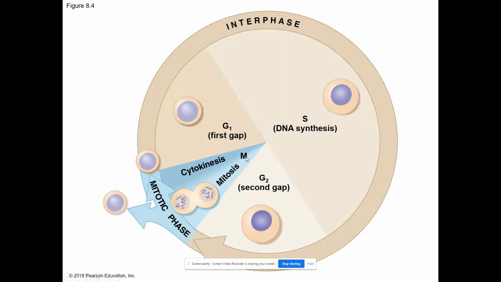So if you were asked, how many parts are there in the cell cycle? Well, you could say two. There's M phase and there's interphase. But interphase is really made of three smaller parts, G1, S, and G2. And M, the mitotic phase, is actually made of two smaller parts, mitosis and cytokinesis.